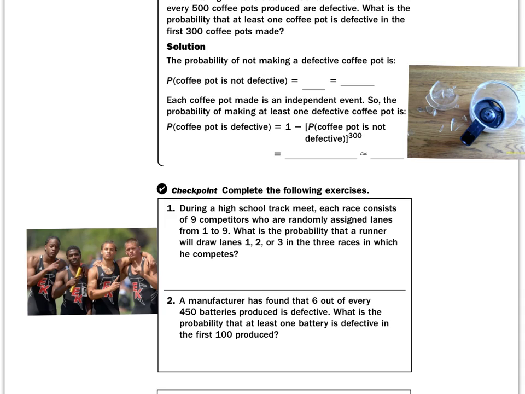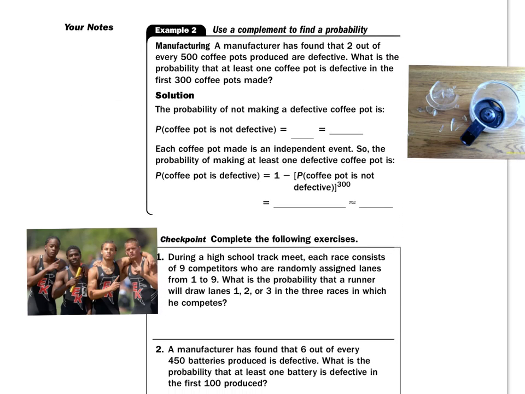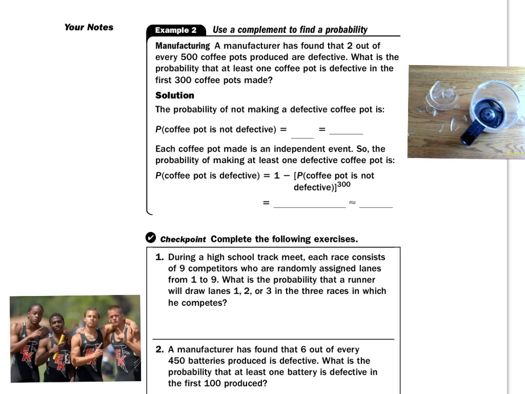All right. Let's take a look at this example here. This is a tricky problem. This has always been a tricky problem. Pay attention. Follow it closely. A manufacturer has found that 2 out of every 500 coffee pots produced are defective. What is the probability that at least one coffee pot is defective in the first 300 coffee pots made? The manufacturer just knows a couple of these are going to be bad. Nothing we can do about it. What's the probability that you're going to find one of them?